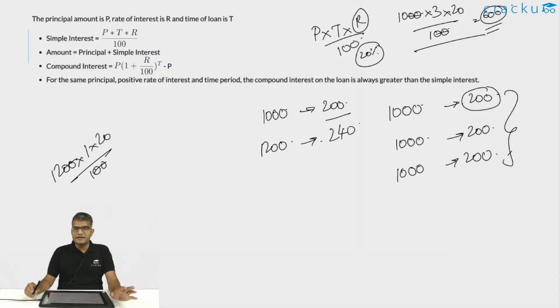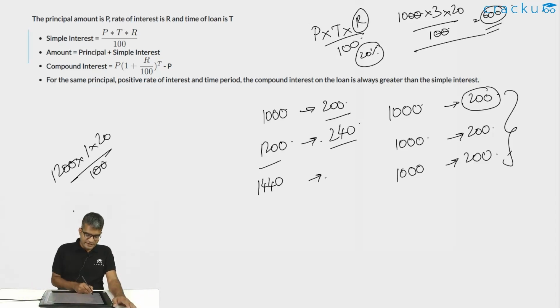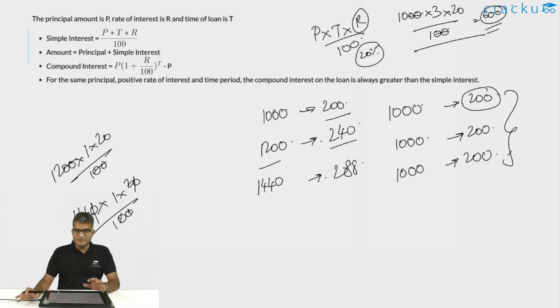And for the third year, the principal will be 1200 plus 240, which is 1440. And this will generate an interest of, you can cancel, 288. This is the difference between simple interest and compound interest.